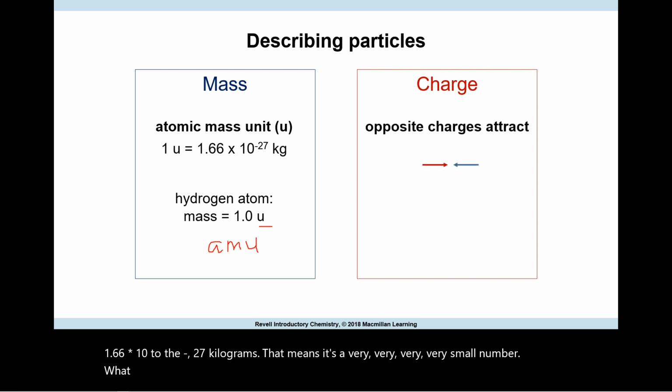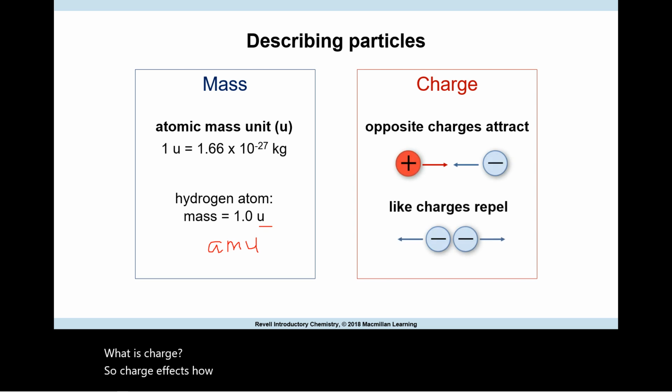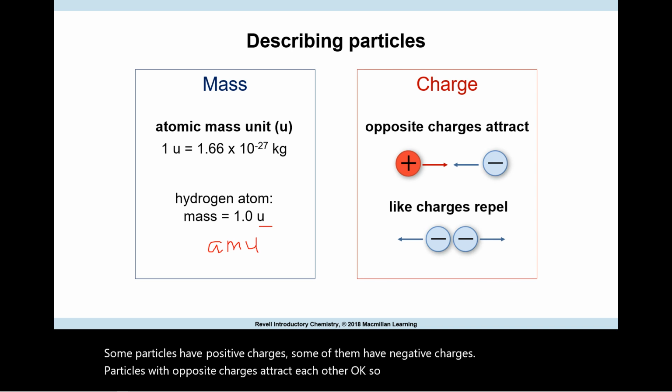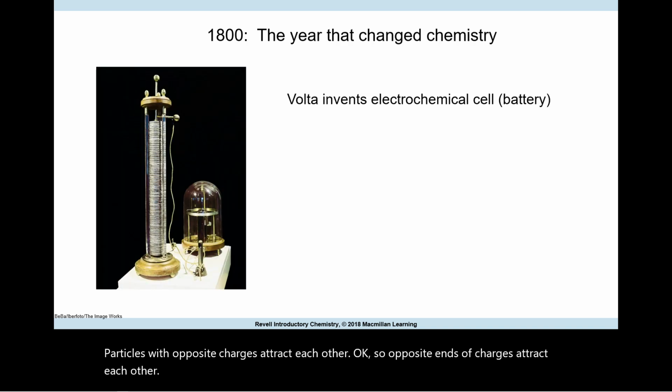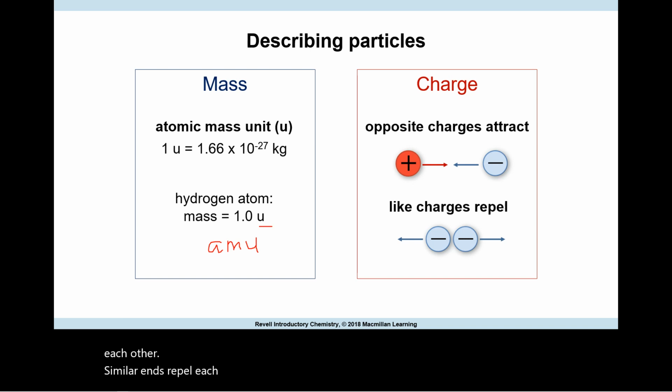What is charge? Okay, so charge affects how particles react with each other. Some particles have positive charges, some of them have negative charges. Particles with opposite charges attract each other. Okay, so opposite ends of charges attract each other. Similar ends repel each other, kind of like magnets, right? Opposites attract, similar repel against each other.